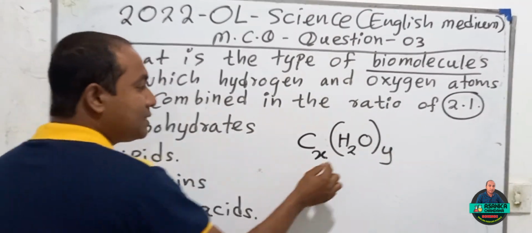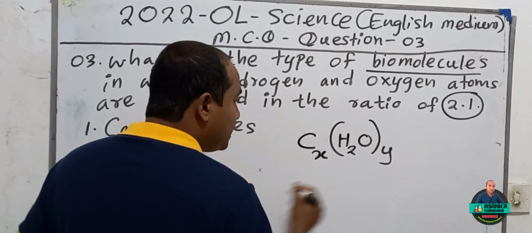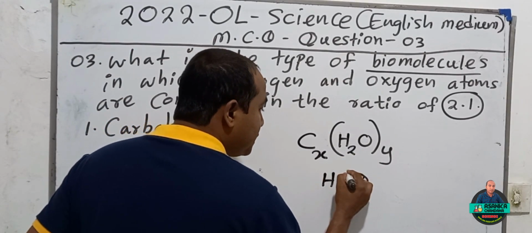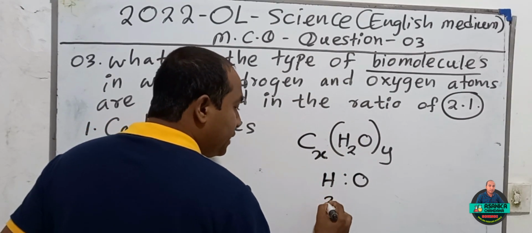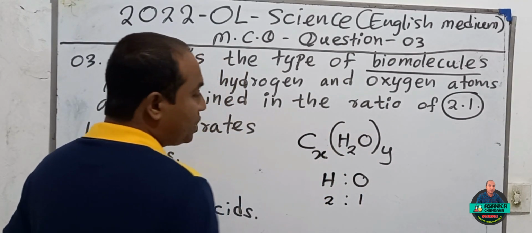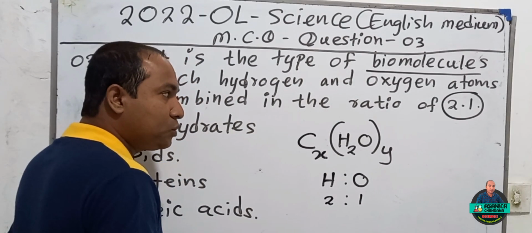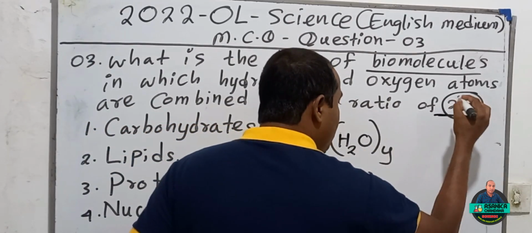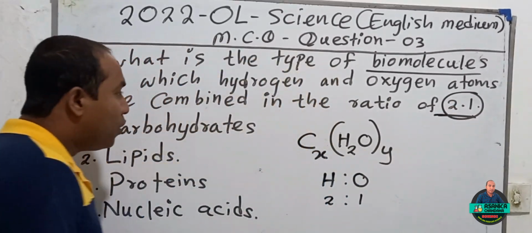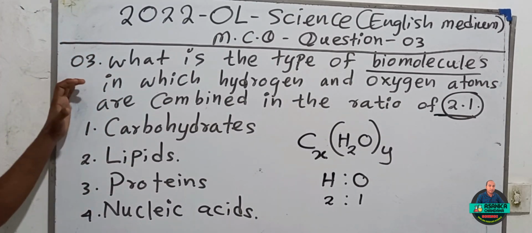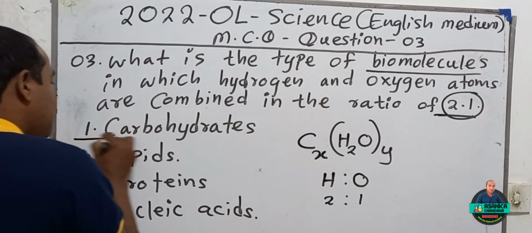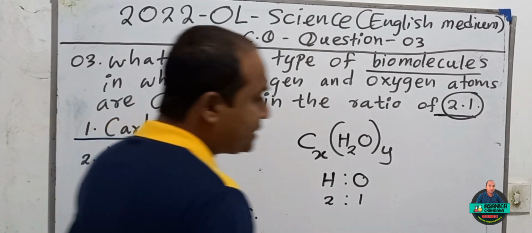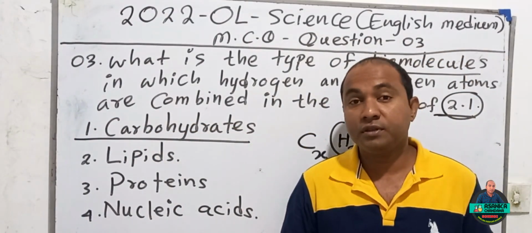Now when we consider the hydrogen and oxygen contained in the carbohydrate, what is the ratio? The ratio between the hydrogen and oxygen of the carbohydrate is 2:1. It is similar to this, no? Therefore the most suitable answer for this question is answer number 1, carbohydrates. Answer number 1, carbohydrate is the most correct answer for this question.